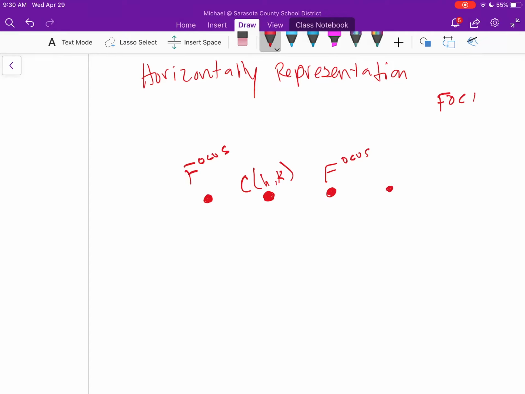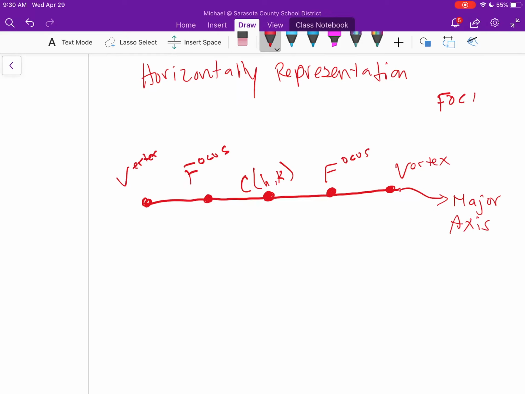To the right and to the left of the focus, there are 2 additional points. We denote them with V's because those are our vertex points. All of these points that I just drew right now lie on a line called the major axis, if it is horizontally represented.